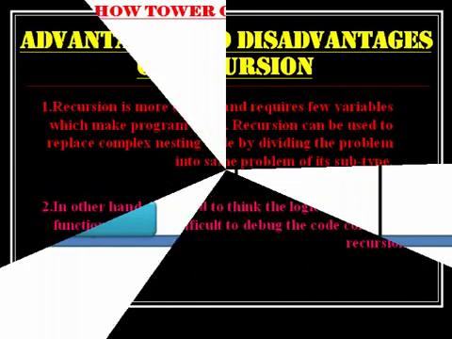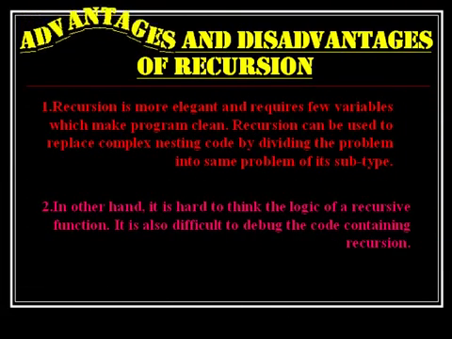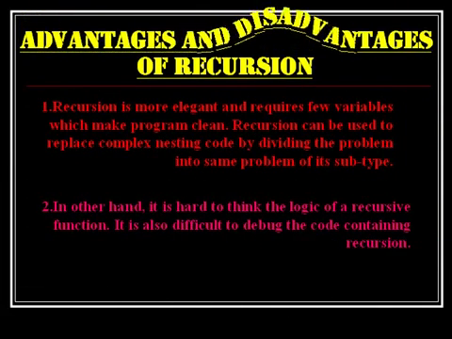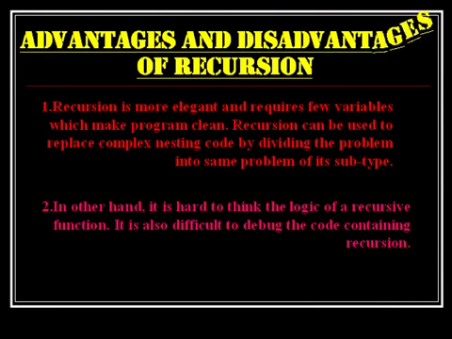These are the advantages and disadvantages of recursion. Recursion is more elegant and requires few variables, which makes the program clean. Recursion can be used to replace complex nesting code by dividing the problem into the same problem of its subtype. On the other hand, it is hard.